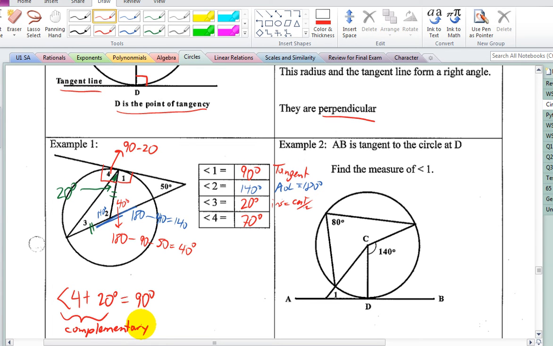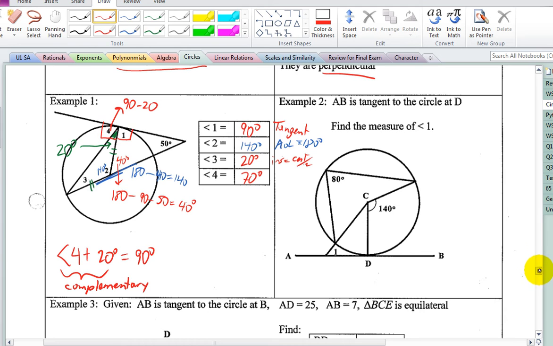All right. Any questions? Notice how we had to find other angles first? That's going to start happening a little bit now. Those are harder questions, but we're getting close to that stage where we should be able to handle that.